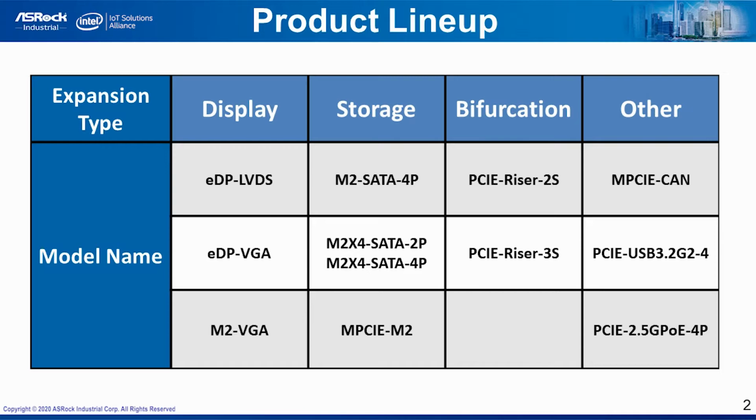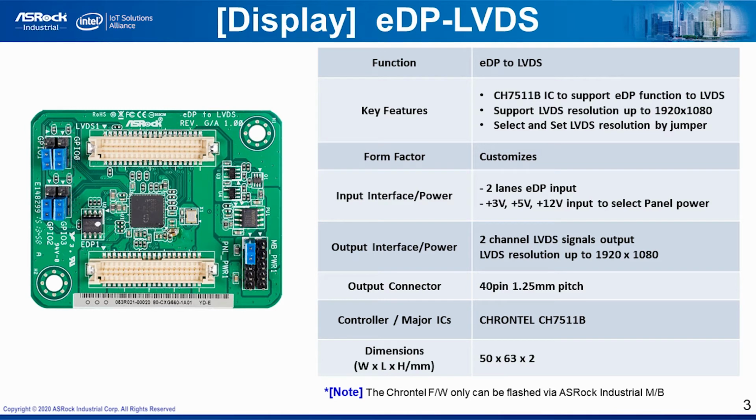Let's move to the next page. The first one will be EDP LVDS. It supports EDP function to LVDS by using Cornell CH7511 BIC, and its LVDS resolution is up to 1920 by 1080. Customers are able to set resolution by jumper, as the picture showed. The input needs 2 lanes EDP, and the output is 2-channel LVDS signal.